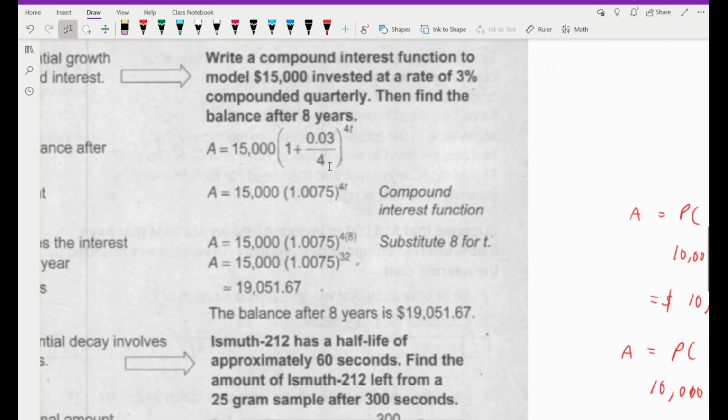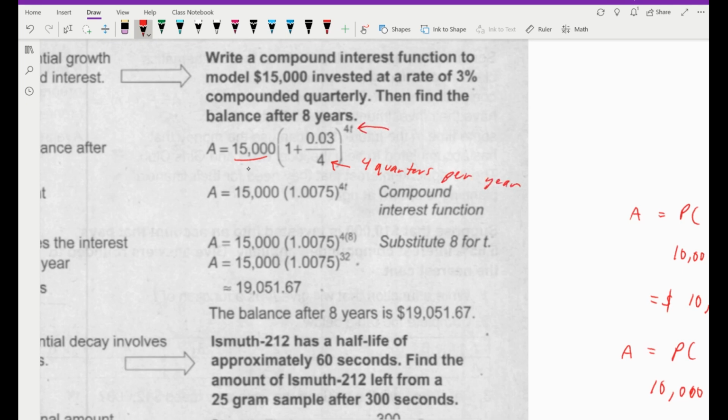Write a compound interest function to model $15,000 invested at a rate of 3% compounded quarterly. Then find the balance after 8 years. So the basic equation: $15,000 is how much we're starting with, times 1 plus the interest rate of 0.03. This is 4 quarters per year. That's what the quarterly means.